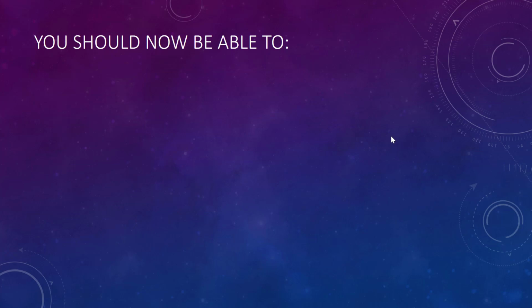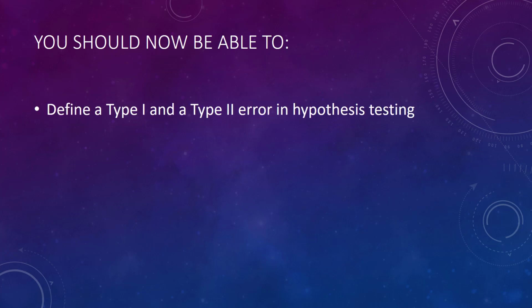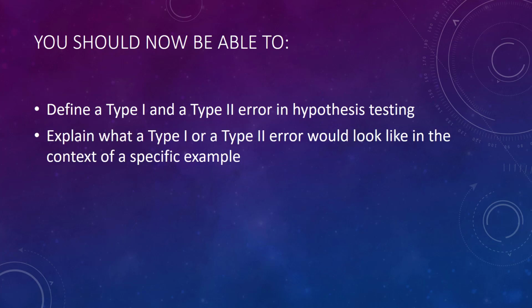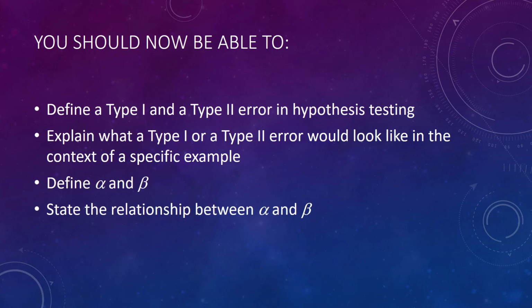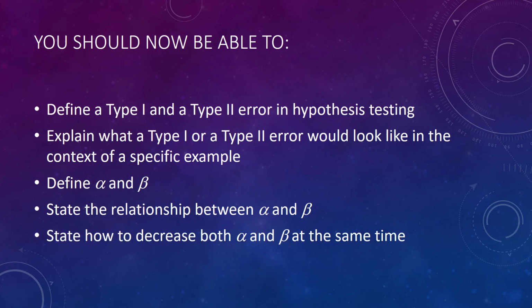Having watched this video, you should now be able to define a type 1 and type 2 error in hypothesis testing. Explain what a type 1 or type 2 error would look like in the context of a specific example. Define alpha and beta. State the relationship between alpha and beta, and state how to decrease both alpha and beta at the same time.